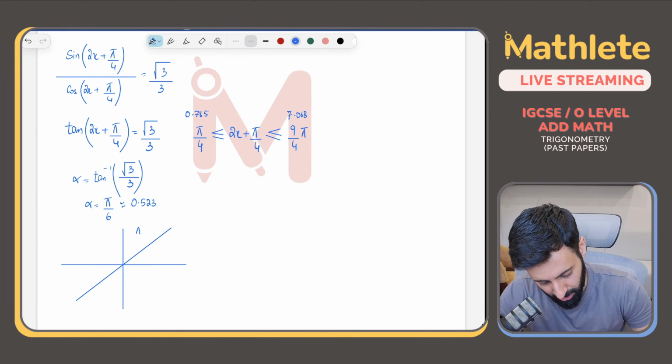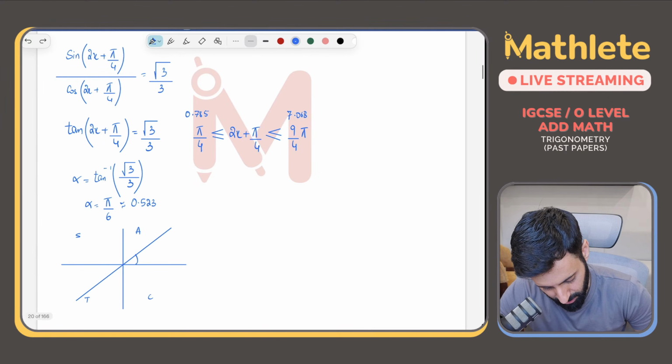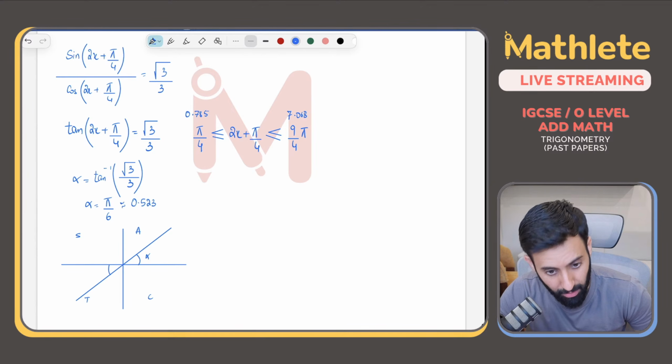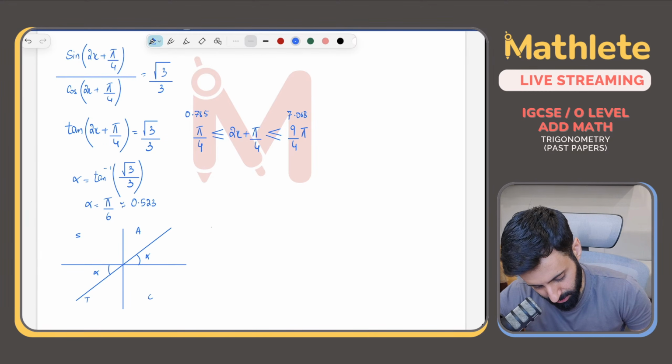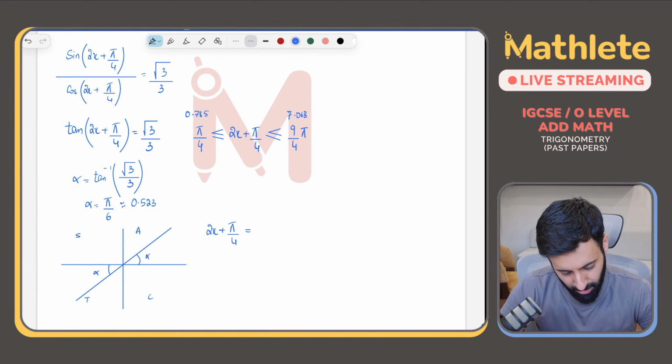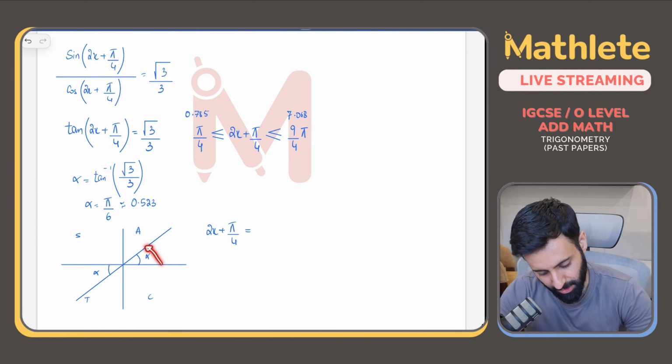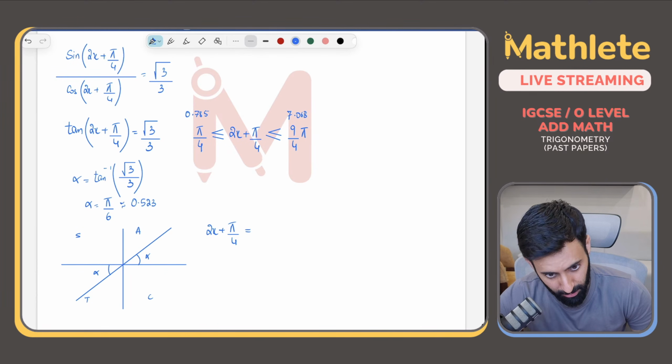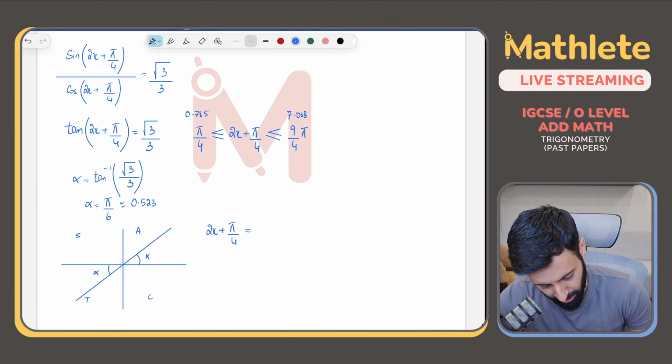So, A, S, T, C. Here's alpha. Okay. Now, who is the one who has the confusion about whether we add pi or 2 pi in tan? Who is that? So for 2x plus pi upon 4, the solution in the first quadrant is equal to alpha. And what is that equal to? Now I'm glad you guys are watching. That's equal to pi upon 6.